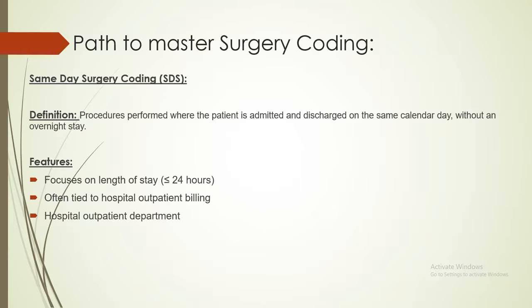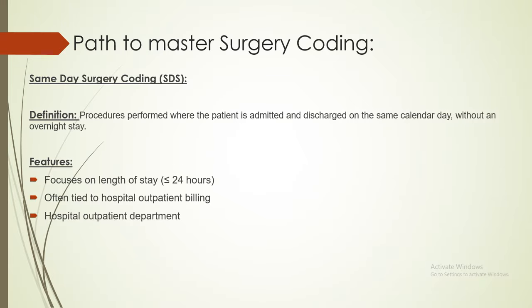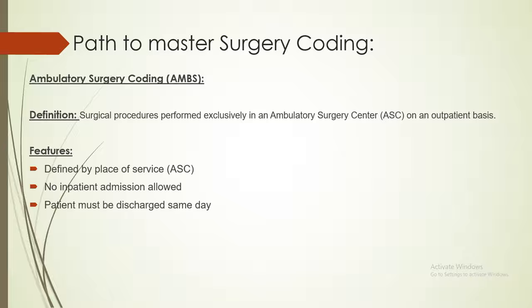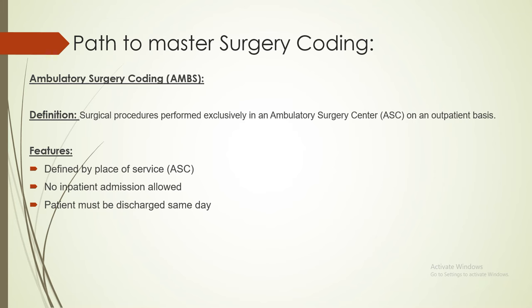Whereas in ambulatory surgery coding, you will code exclusively for the ambulatory surgery center. So it is not possible to code any PCS procedures here. In same day surgery coding, you can code PCS also, like CPT as well as PCS coding. In ambulatory surgery coding, you don't need to code PCS. So that is the difference between same day surgery coding and ambulatory surgery coding.